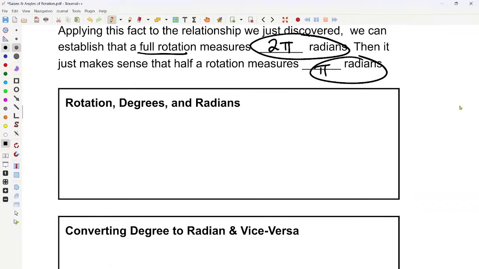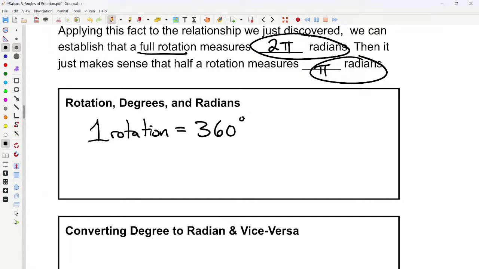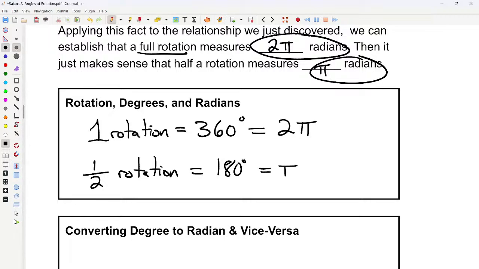So another big bold box. One rotation is 360 degrees, which we use as a unit, as a symbol. And we write 2 pi with nothing, and it means radians. And even more importantly, half a rotation is 180 degrees, is pi radians.